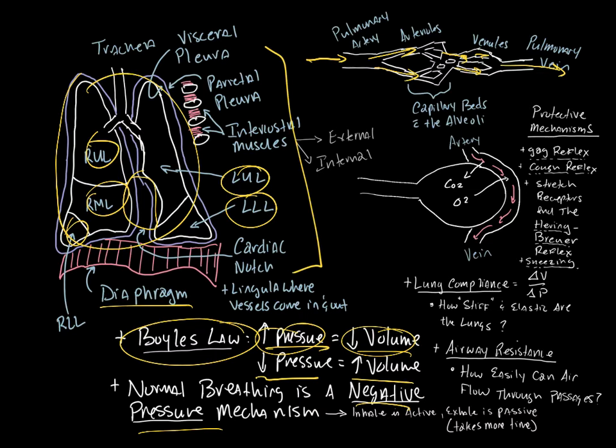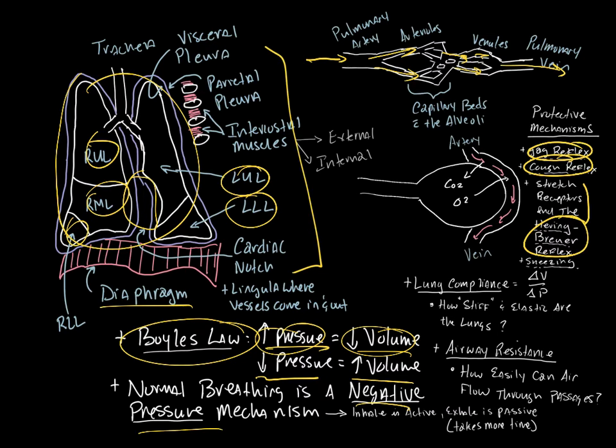Okay, protective mechanisms, we talked about these already. Gag reflex, cough reflex. We also have sneezing, and hiccups might be considered a protective mechanism. And of course we have those stretch receptors in the lungs, and this leads to what's known as a Hering-Breuer reflex, which prevents overexpansion of the lungs. We just talked about that.